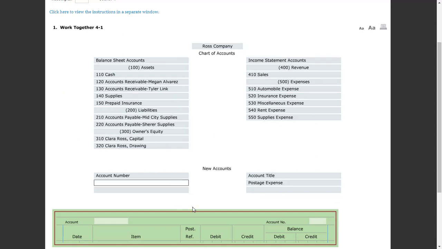Now, I need to determine what is my account number for postage expense? Okay. How do we determine the order of our expenses? How do we determine that miscellaneous was here and then that was rent? Alphabetical. Where does postage expense fit in there? Between miscellaneous and rent, correct? So, what we have to do is we have to take a look at our account number and we say, all right, it goes between 530 and 540. So the account number I'm going to give it is going to be 535. I'm going to go right in the middle.